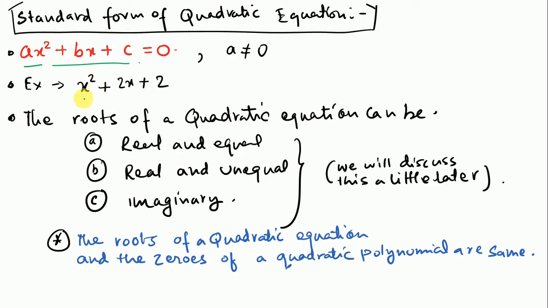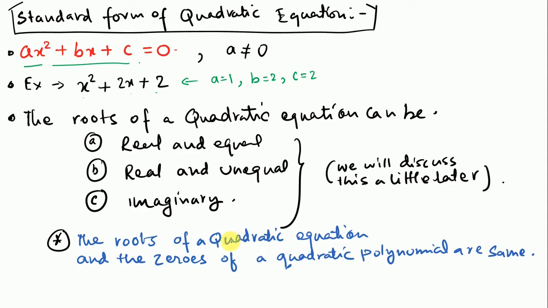For example, x square plus 2x plus 2. In this case the value of a is 1, the value of b is 2, and the value of c is 2. So this is the basic standard format of a quadratic equation. Now whenever we solve a quadratic equation, we will get two values of x, the values of x for which the quadratic equation becomes 0, or simply we can say the 0 of a quadratic polynomial.